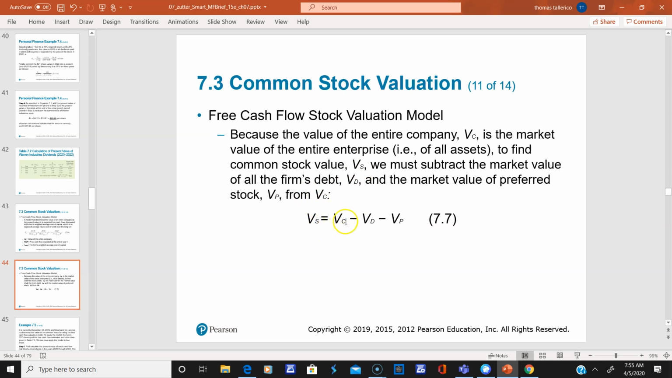So as in the previous slide, we got the valuation of the corporation, and now we have to subtract off the debt's value and the preferred stock's value, and we get the value of the common stock, okay?